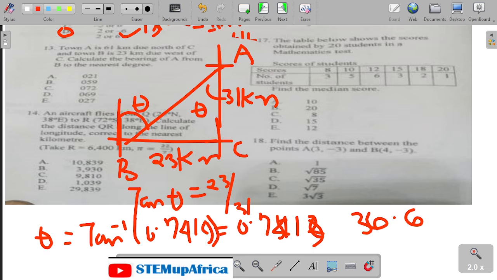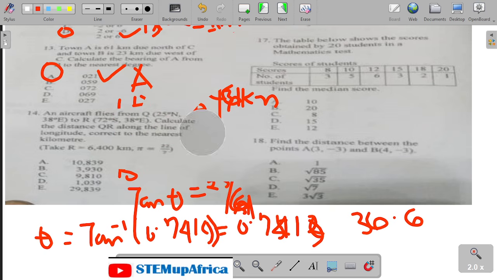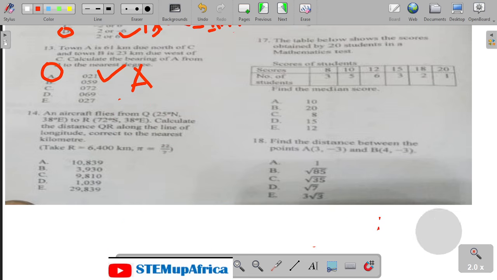Let me check again. Opposite, which is 23, divided by, here is 61. I'm making a mistake already. 61 here. So 23 divided by 61. So that will give us, using the function tan, the value is approximately 21. Here is 61, not 31. So the value is A, approximately 21.